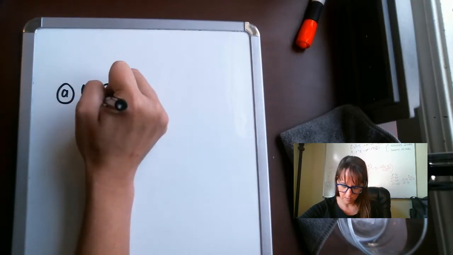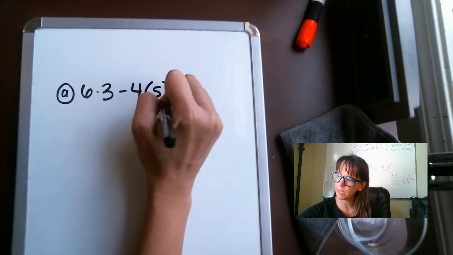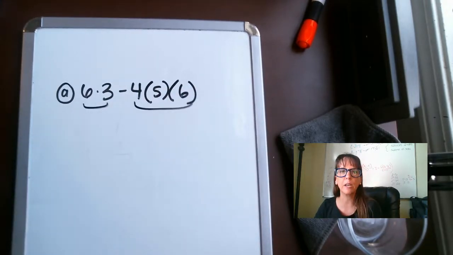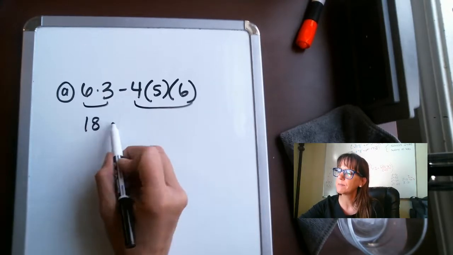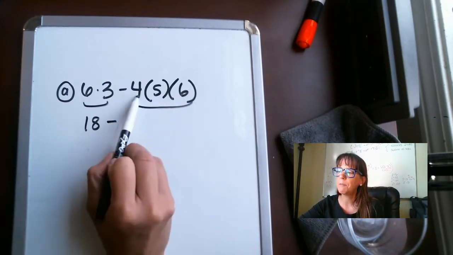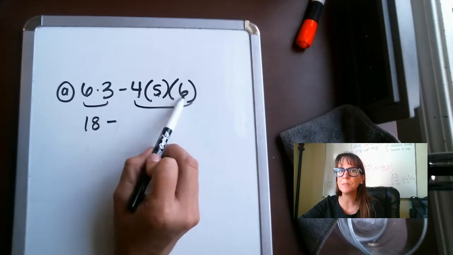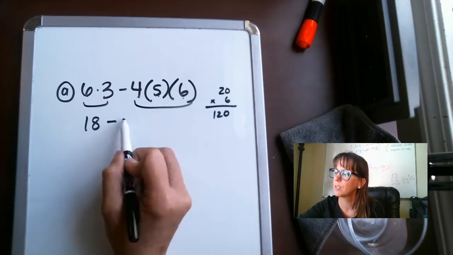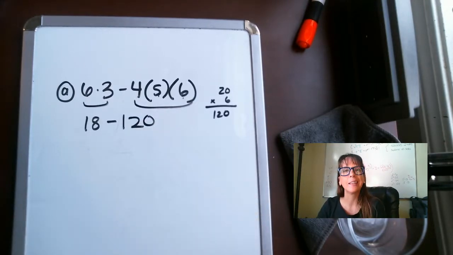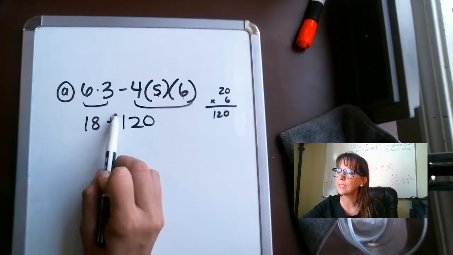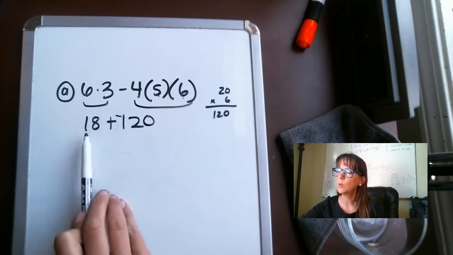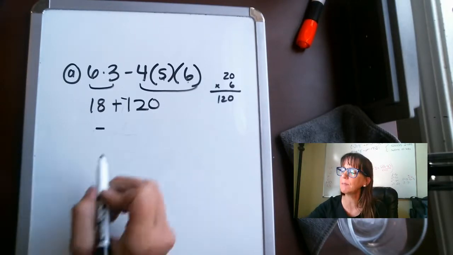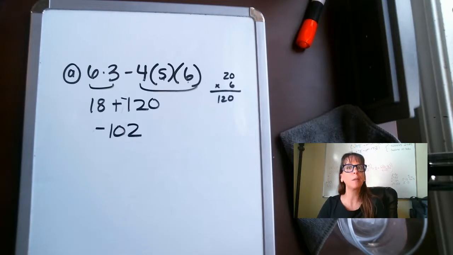So 6 times 3 minus 4 times 5 times 6. All right, we got 2 chunks here. First one, we get 18 minus 4 times 5 is 20 times 6. 20 times 6 would give us 120, right? Minus 120. Good. Let's add the opposite. Add, and the opposite of positive is negative. So we have 18 and negative 120. Which team is larger? Negative team. By how many? 102. 102 more players on that team.